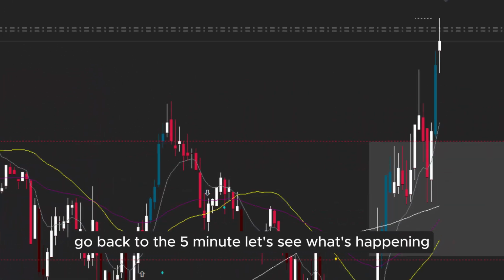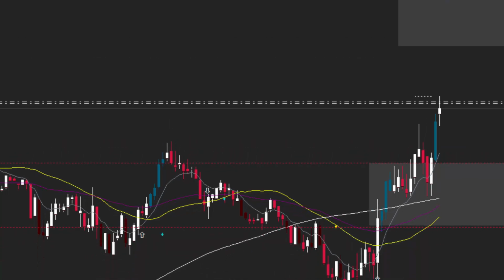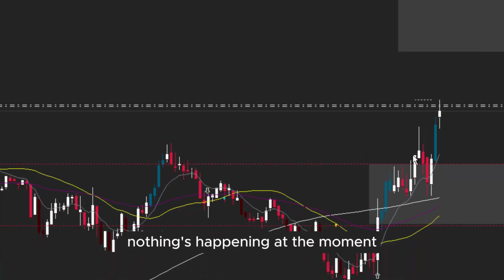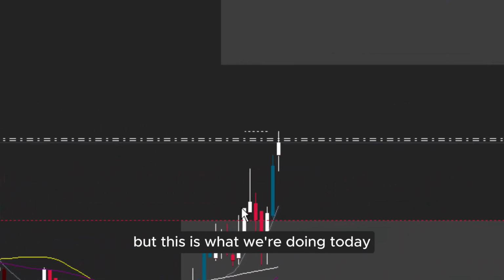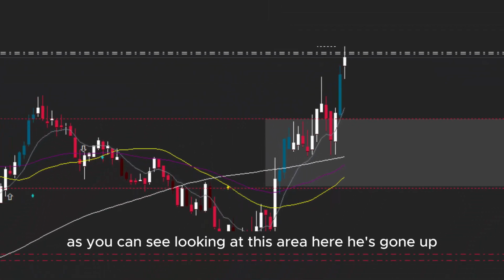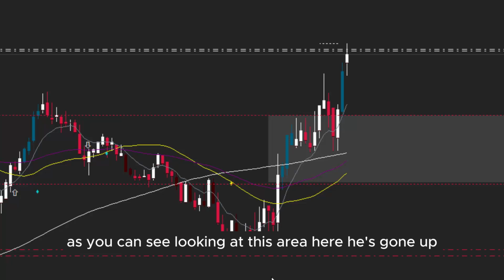Go back to the 5 minute. Let's see what's happening. Nothing's happening at the moment. It went up a bit, rejected it a bit. I don't know whether it's going to go for it or not, but this is what we're doing today. It's gone up a bit already today, as you can see.